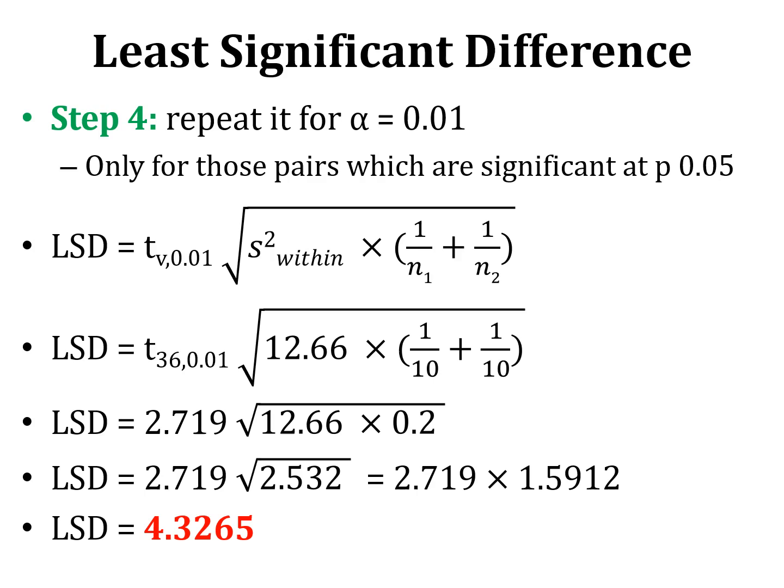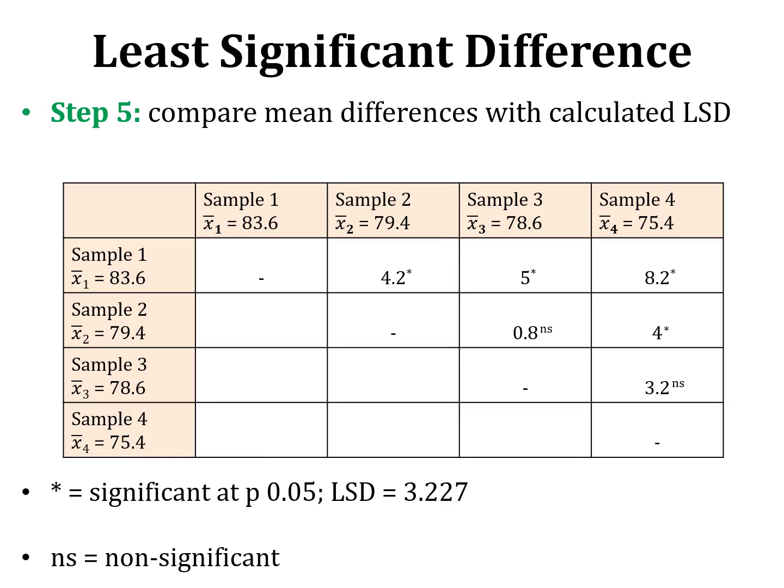So this is our LSD at 0.01 significance level. So this has to be done for all the pair means which are significant at 0.05. But because in this case the number of observations are the same, only this one value is going to be sufficient. Now we have to compare the mean differences with the calculated LSD. So we are going to take the same table that we made at the 0.05 significance level. So here you can see that we already have those samples which were significant at 0.05 labeled, and we also have labeled those samples which were non-significant, right?